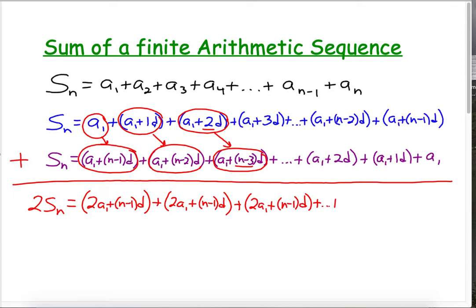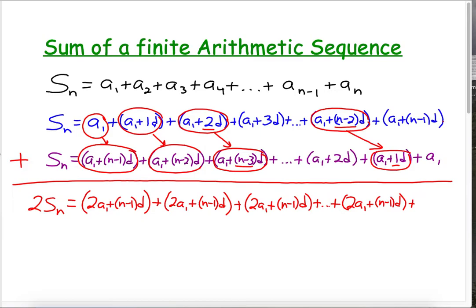And it keeps going. Let's jump to the second from the end. That's going to match up with this one, second from the end. And we have 2a sub 1's. And then we have n minus 2 d's plus 1 more d. So n minus 2 plus 1 is n minus 1 d.